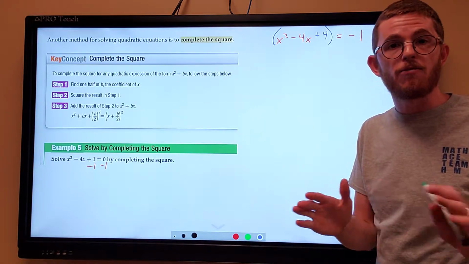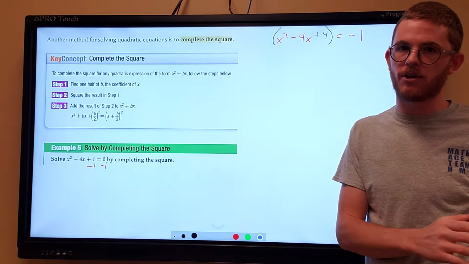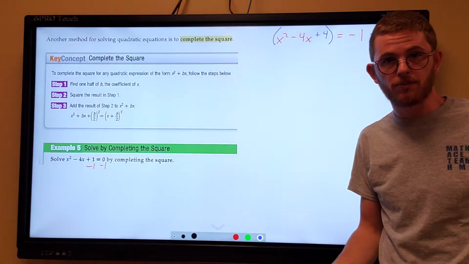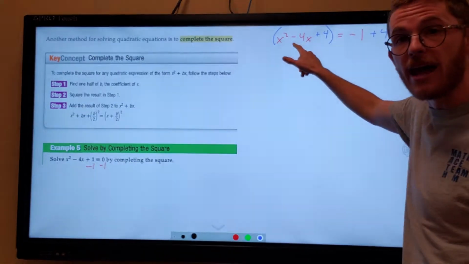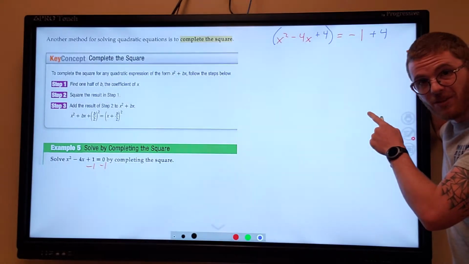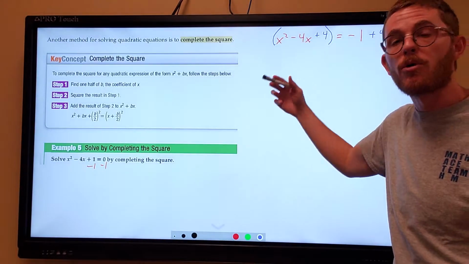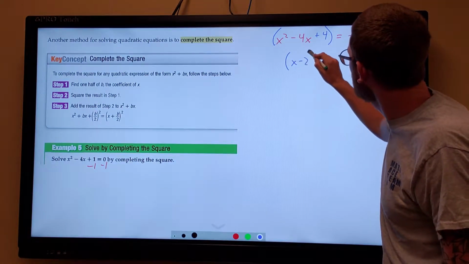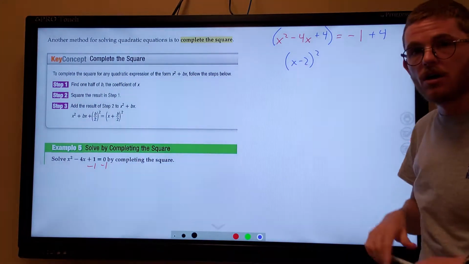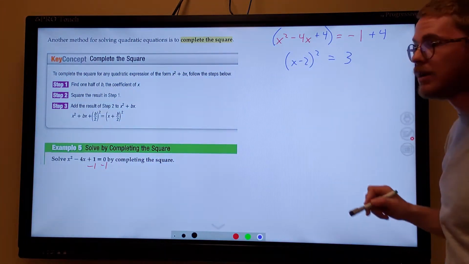Now remember, whenever we do something to an equation, whatever we do to one side, we have to do to the other side. Because we added 4 right here, we have to add 4 over here. Took the coefficient from the x, cut it in half, squared it next, pasted it on the inside, put it on the other side. Whatever we do to one side, we have to do the other. This is now a perfect square. This factors to be x minus 2 squared. It'll always be half of that coefficient. Over here, we're left with 3.